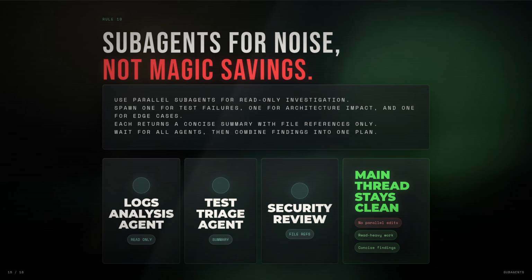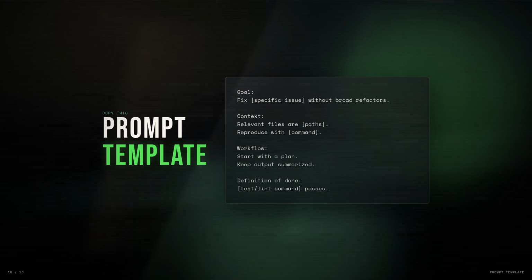The point is not to obsess over every token. The point is to notice the habits that waste them. If you want one practical thing to copy from this video, copy this template, which you will find in the description. This works because it tells Codex five things: what matters, where to look, what to avoid, how to prove the work is done, and how to respond without dumping noise back into the thread. That is the entire game.